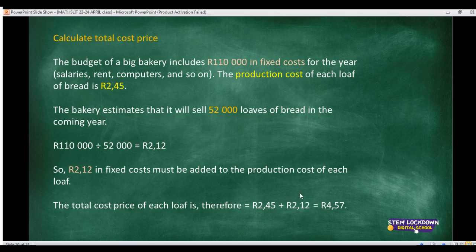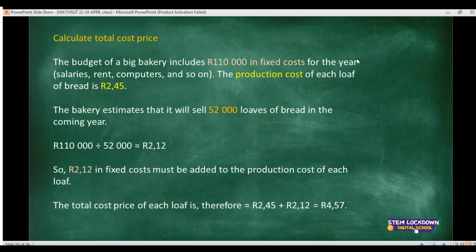Okay, to clarify, Lisedi just asked. Here we were calculating the total cost price. But firstly, before you work out the total cost price, remember the formula for total cost price is the production cost plus the fixed cost. So the information given here is what? We're given the budget of the big bakery, which includes 110,000 rands in fixed costs. So the fixed costs for this bakery are 110,000 rands for the year.